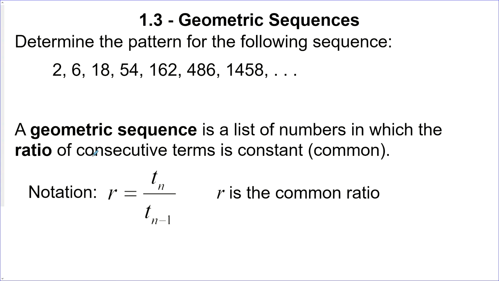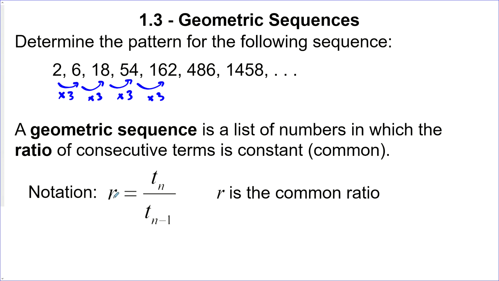1.3 geometric sequences. We want to determine the pattern for the following sequence. Look at it carefully, see if you can figure it out. Notice that each one of these is being multiplied by 3. And it's more obvious at the beginning when the numbers are smaller, but the pattern does continue and you can check that out. Now, a geometric sequence is a list of numbers in which the ratio of consecutive terms is constant. In other words, if we divide a term by the preceding term, it will always give the same number.